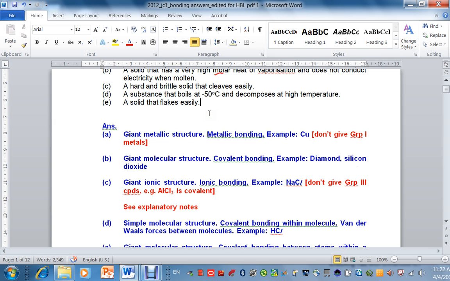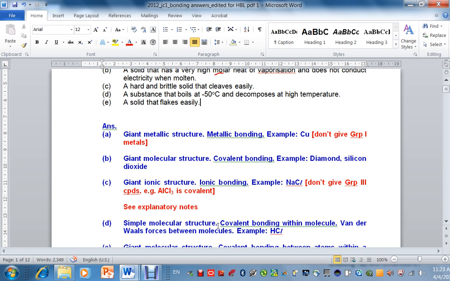Next, part D, a substance that boils at minus 50 degrees C. This means very low boiling point, and it's easily decomposed. So this will tell you that it's simple molecular structure.